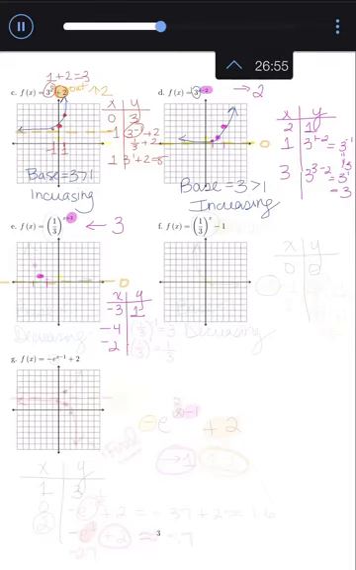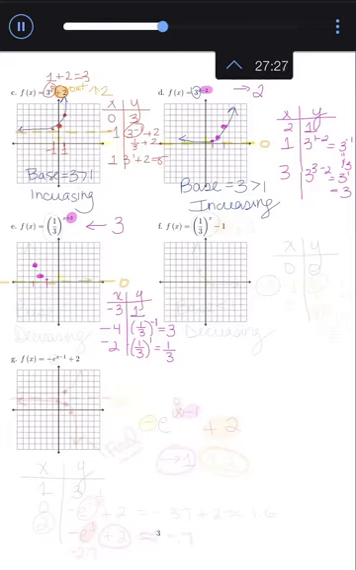Well, plugging in -4 will give us (1/3) to the -1, which will actually flip that into 3. So if I plug in -4, I actually get a positive 3, which will be up here. If I plug in -2, I'll get (1/3) to the positive 1, which is just 1/3. So if I plug in -2, I just get a positive 1/3, which is down here, pretty small.